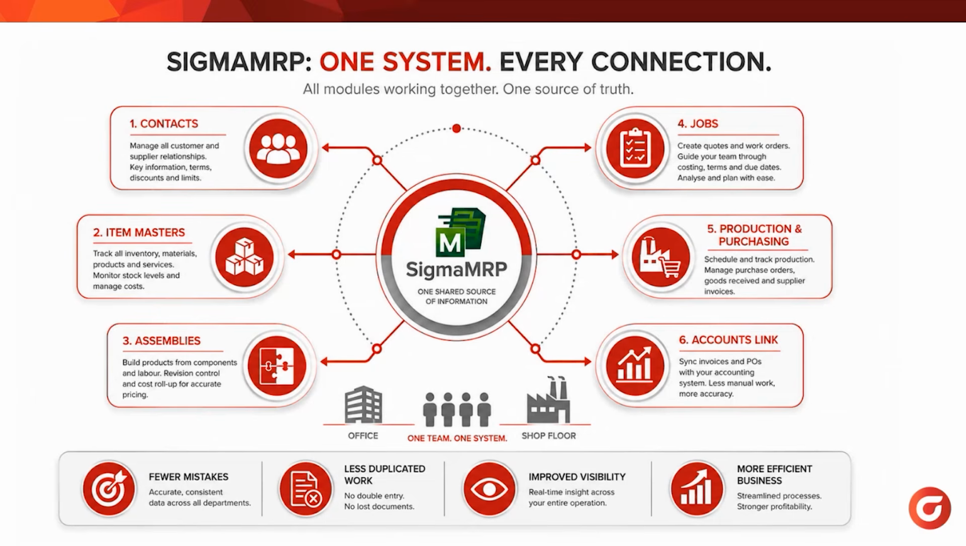Okay. As we've seen today, SigmaMRP isn't simply another database or job management system. It's a complete manufacturing management solution designed to connect your office, your production floor, and your financial processes into one integrated platform. Whether your goal is improving inventory control, streamlining purchasing, reducing material administration, or simply gaining better visibility into production, SigmaMRP provides the tools to help you achieve it.